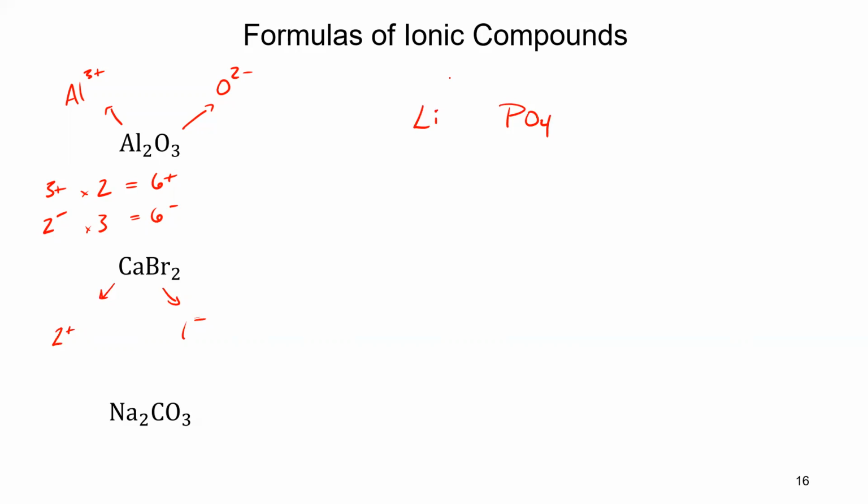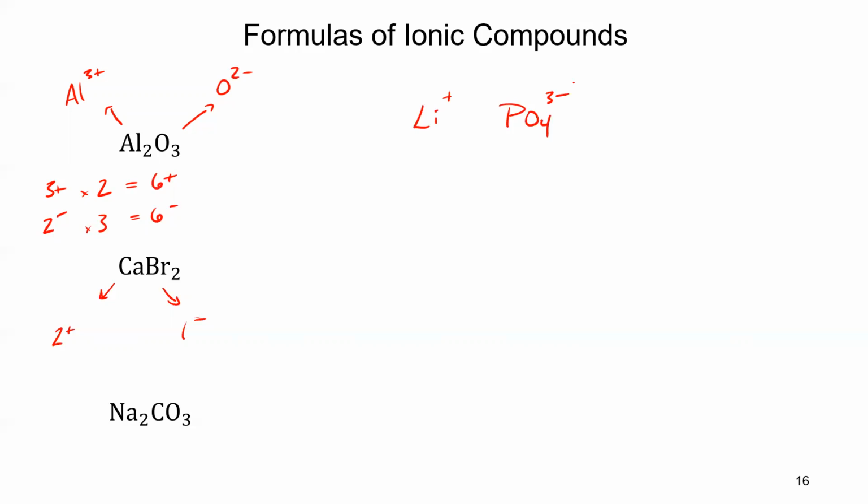He's in that first group, the first column. And so lithium is 1+. And how about phosphate from our polyatomic sheet? 3 minus. Minus 3. Yep, absolutely.